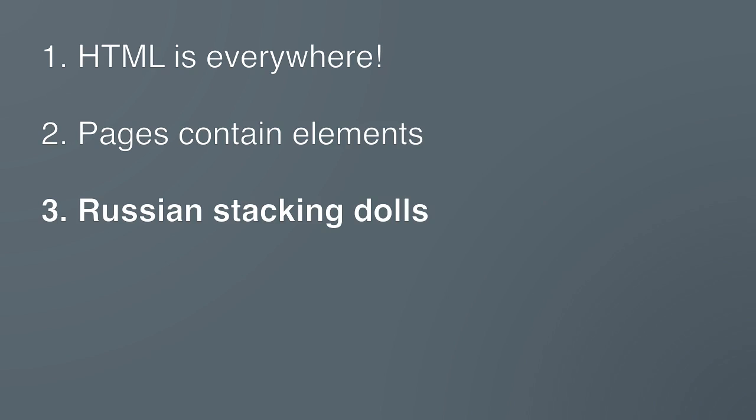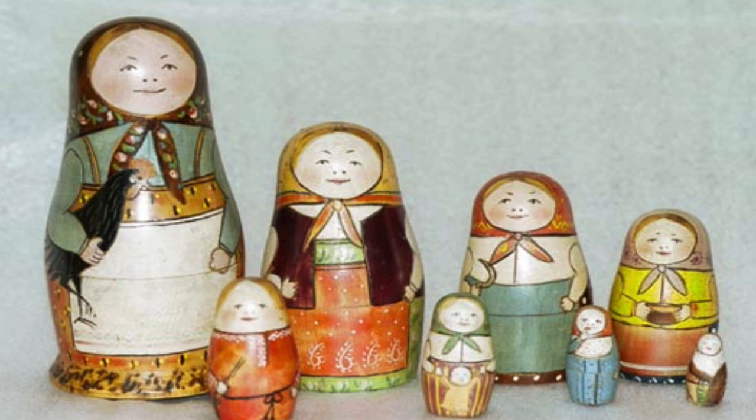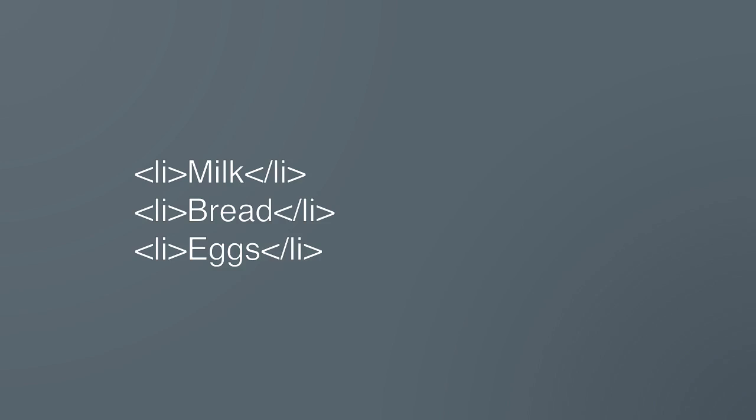Number 3, we learned that elements can nest or stack inside one another, much like the example of a set of Russian stacking dolls. So to create a bulleted list in HTML, we take multiple list item, li elements, and we nest them inside an unordered list element.